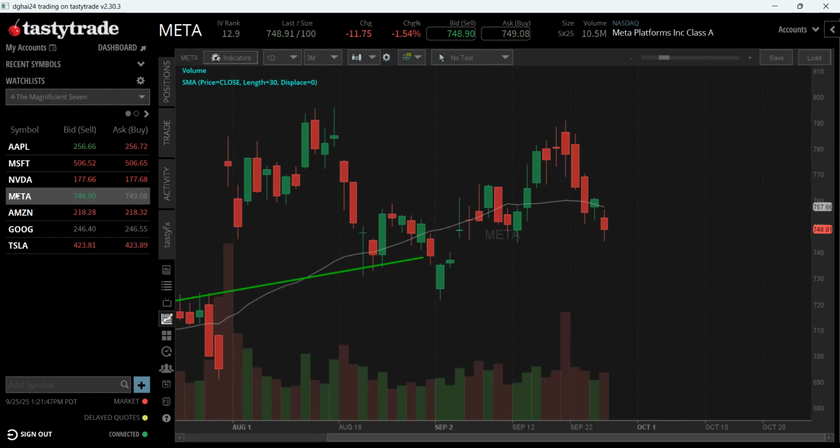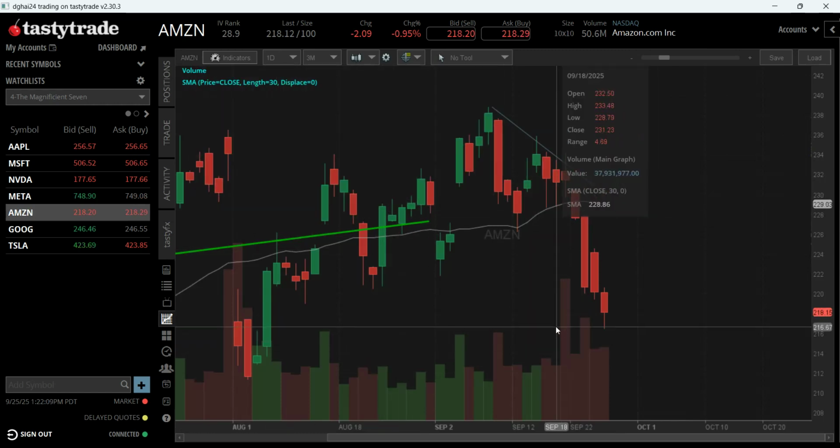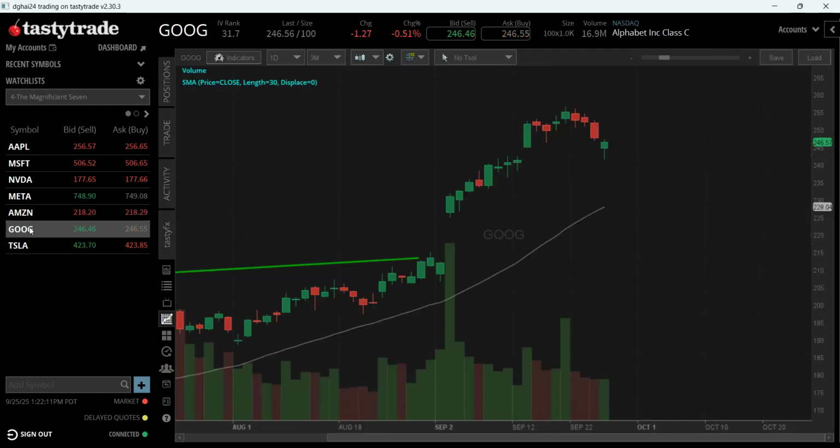Meta, not too excited about that. The high close over here back in August was 790, and then it failed to close higher here recently. So, it's a sideways trend at best. And as we can see, it's under the 30-day moving average. So Amazon, that's now on a 3-month downtrend. Nothing too exciting there.